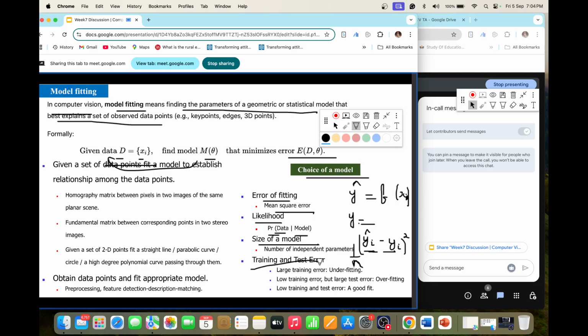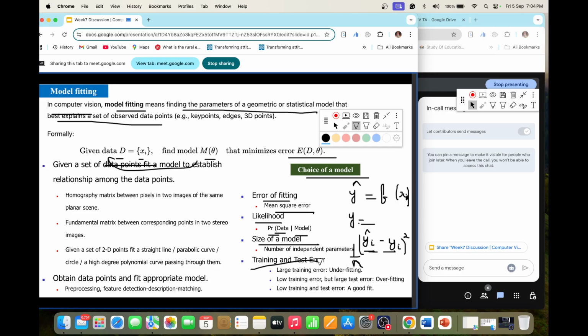Okay, we split the data into different sets. One is the training set, one is the testing set. In the training set, we try to fit the data and make a model. If we compare that model with the training data, that is known as training error. Second, we have test error, the data left.